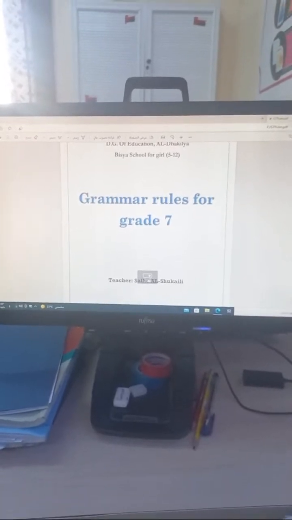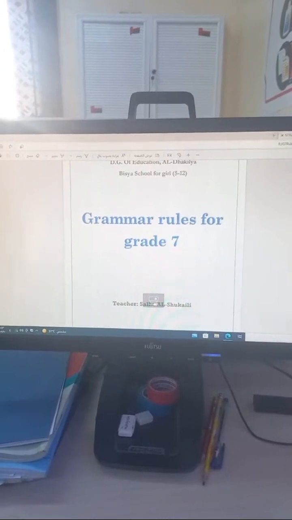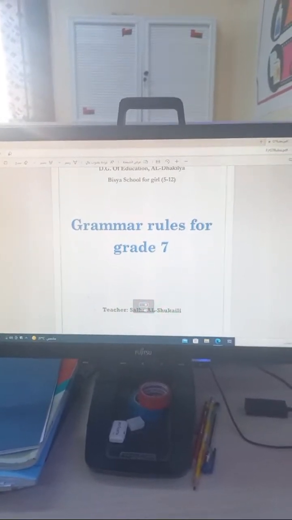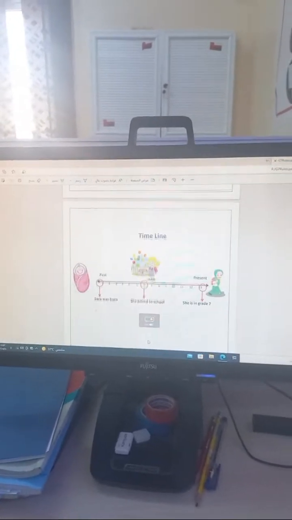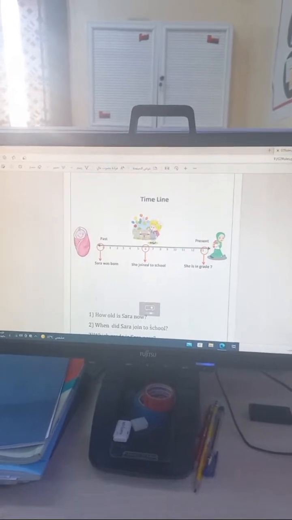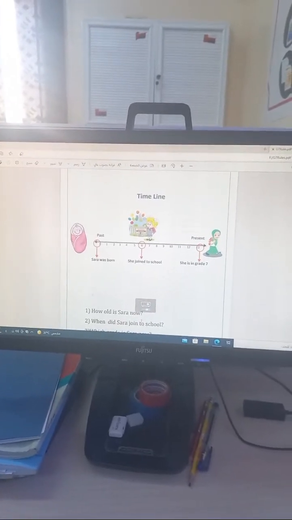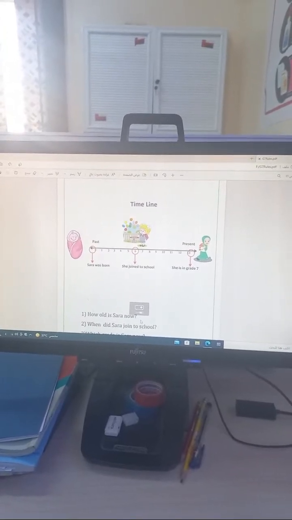I'm here, grade 7, to revise with you the grammar rules of your exercise book. Let's start with the first unit. We have the timeline. Look here, girls. We have a picture about Sarah. So this is a story of Sarah talking about the timeline.